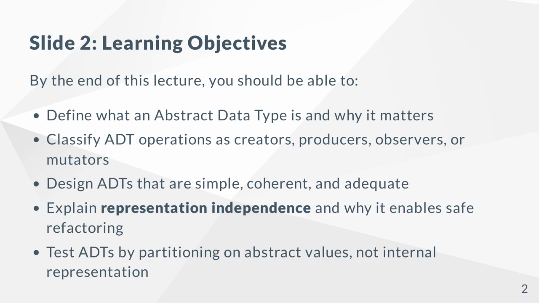Let us look at what you are expected to take away from this lecture. First, you should be able to define what an abstract data type is and explain why it matters in software development. Second, you should be able to classify ADT operations into four categories: creators, producers, observers, and mutators. Third, you should be able to design ADTs that are simple, coherent, and adequate for their purpose. Fourth, you should be able to explain representation independence and describe why it makes refactoring safer.